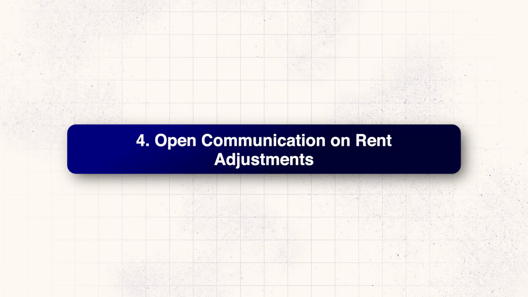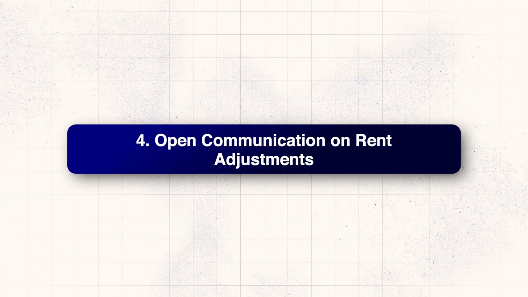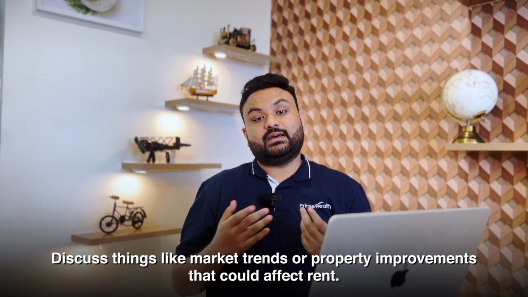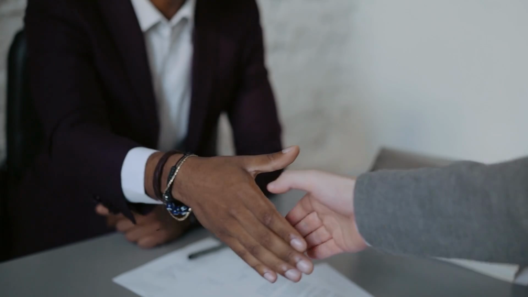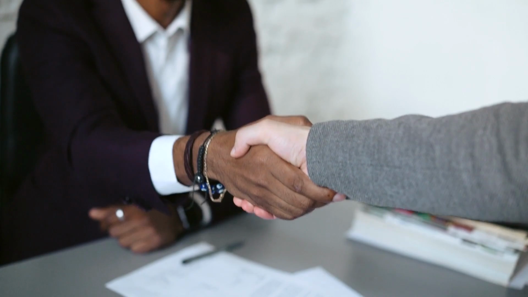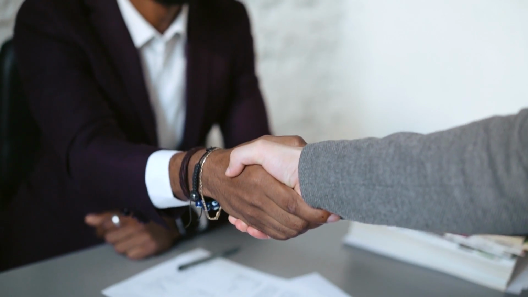Point 4 is to have open communication on rental adjustments. Talk early and openly with your tenants about the possible rent changes. Discuss things like market trends or property improvements that could affect your rent. This helps you and your tenant plan together and make the process smoother.